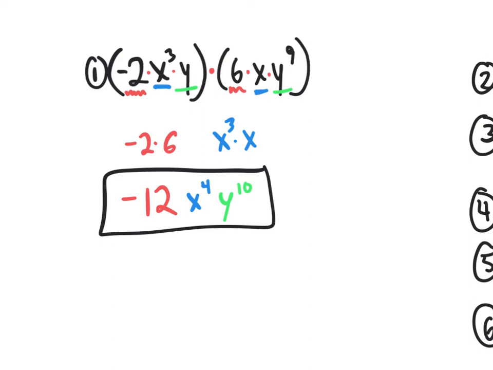Okay, so let's move on. And that was just rule 1. Rule 1, that's where when you're multiplying and you have the same base, x, simply add the exponents. 3 plus 1 is 4. Y, simply add the exponents. 1 plus 9 is 10, right? Well, a number times a number, yeah, multiply those numbers. Let's move on to one that involves something else.